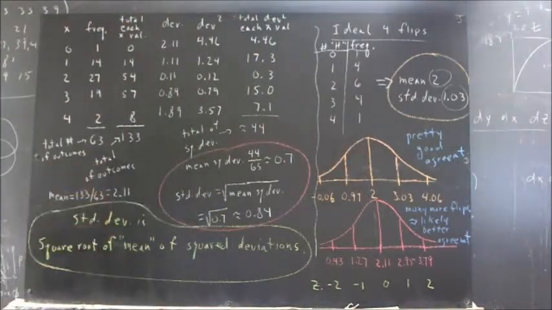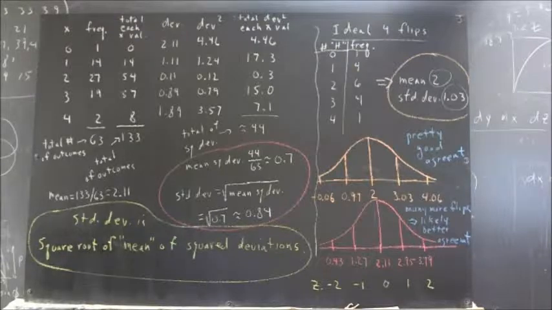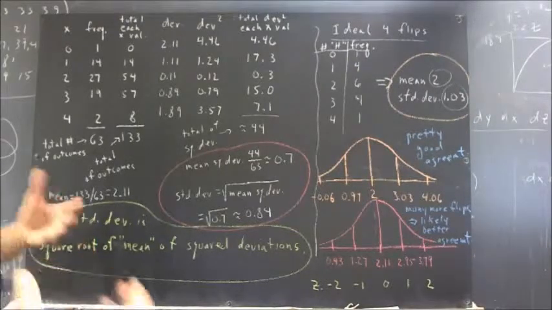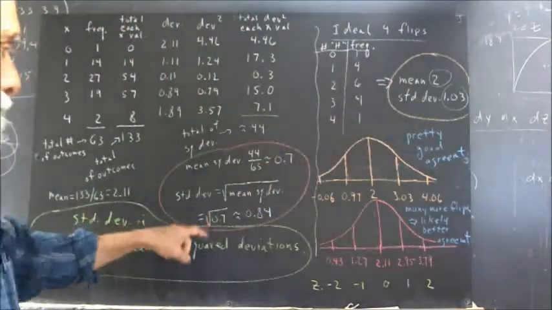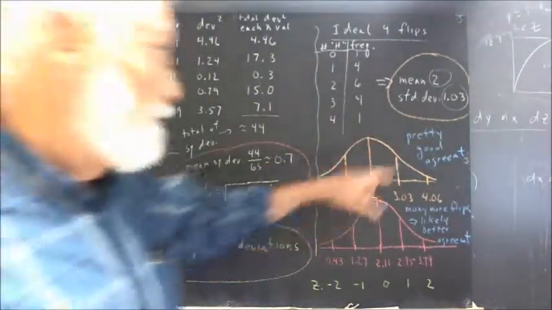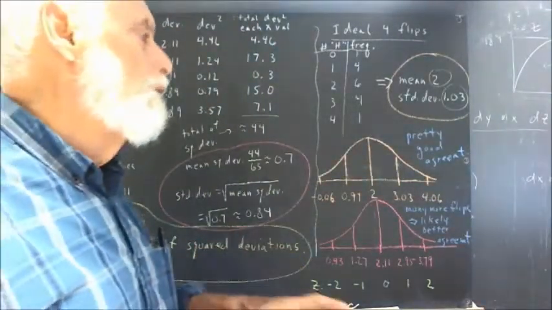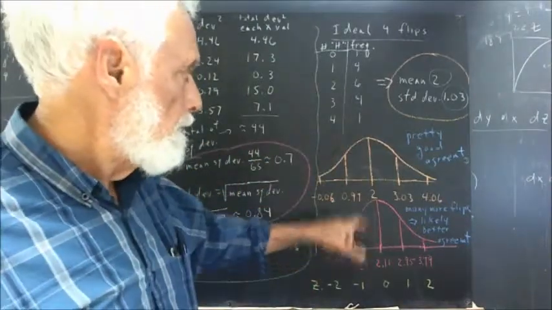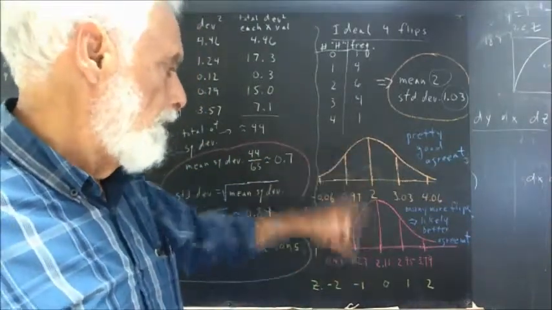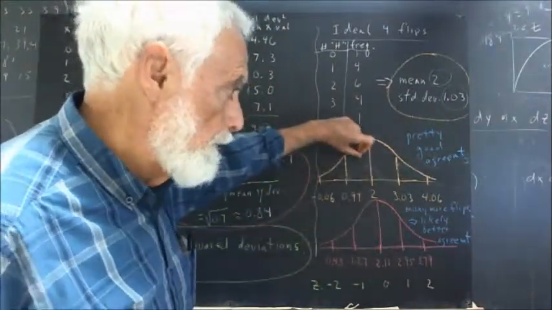Had we done many more, and of course it'd be easy to write a program to simulate many more flips, a little harder to actually do all the flips. If we did, say, 1,000 flips, we would expect the means to be even closer than they are here, and we would expect the standard deviations to be closer. If we do more and more flips, greater and greater numbers of flips, we expect these two curves to approach the same. We expect this model, this curve, to approach this one.